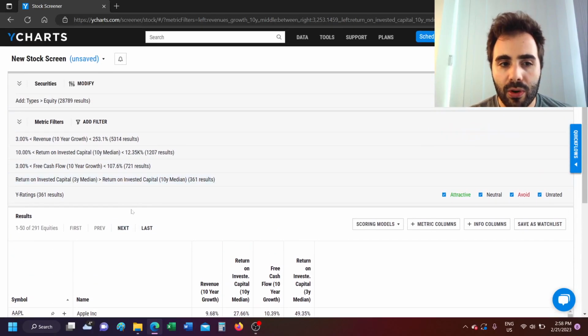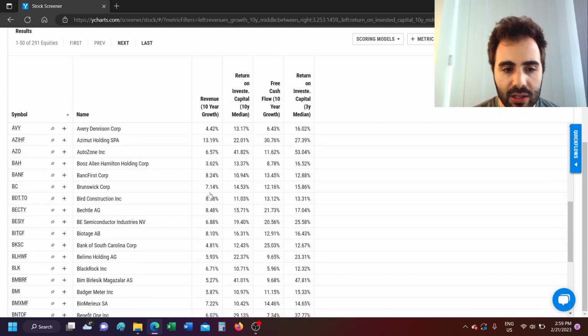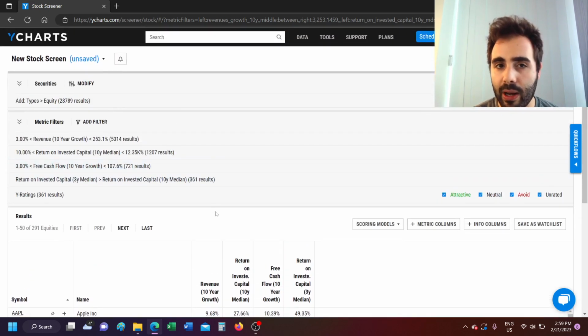We don't have to spend more than a minute or two on each company for it to then get through to our next process, which would be a more serious look at the financial statements and so forth. So keep that in mind. That's something that I like to do. Obviously, you have to look at these companies one by one now, but rather than looking at 29,000 companies, you're only looking at 290. So keep that in mind.